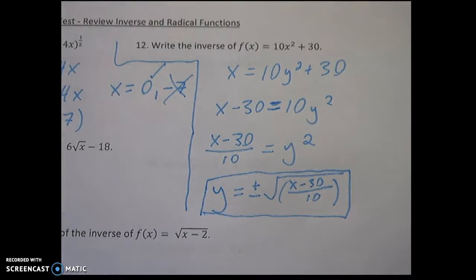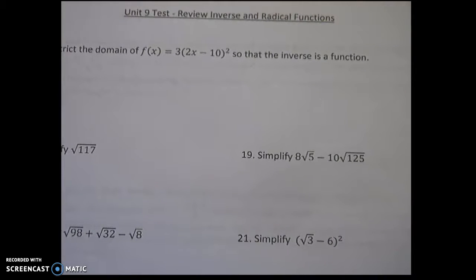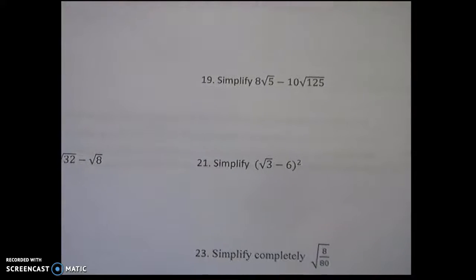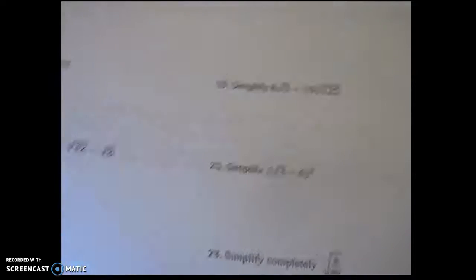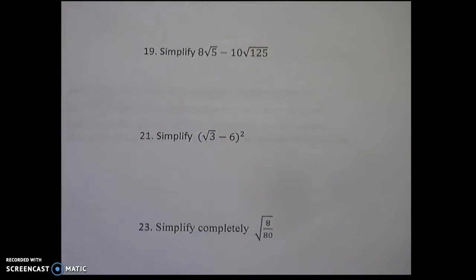The next one I said I'd do is number 19. So I'm going to flip over there. And number 19 is a simplifying radicals problem. And remember that you can only combine radicals if they have the same thing underneath the root.